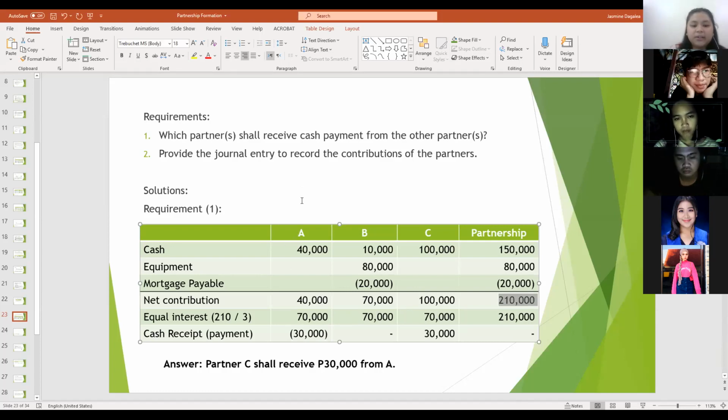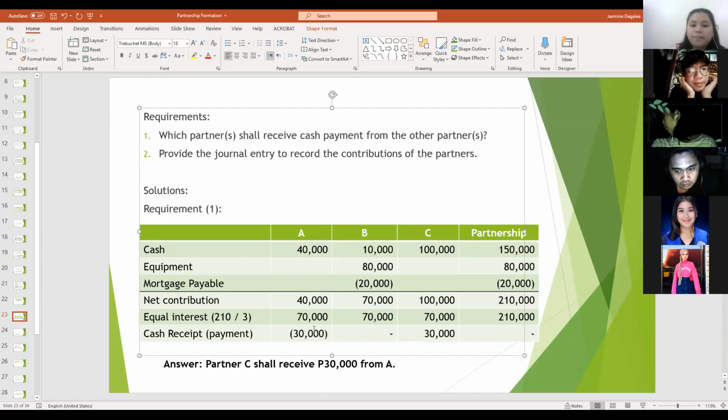So, yung difference ni A, 40,000 initial investment, tapos 70,000 yung makakredit sa kanya, may difference na 30,000. Si B, tama lang yung na-contribute niya, so wala siyang babayaran. Si C naman, 100,000 yung na-contribute niya, but 70,000 lang yung makakredit sa kanya, may difference na 30,000. So, given this, A should pay C 30,000. They will be settling the difference among themselves. So, ang answer, partner C shall receive 30,000 from partner A.